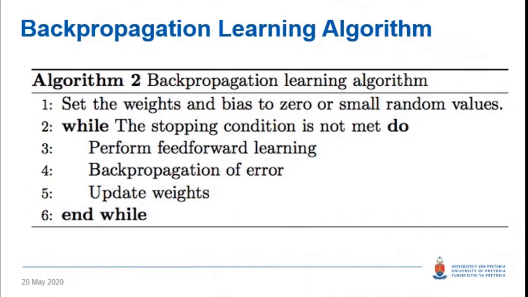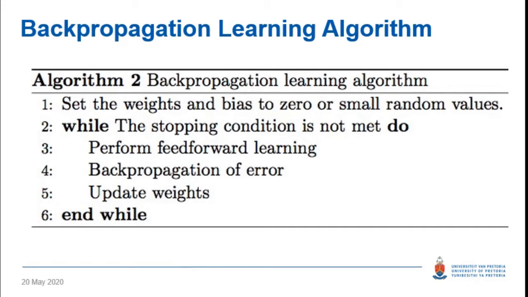So if we look at the backprop learning algorithm, it's made up, like I said, of the three processes we spoke about just now. But the initial step, like with the perceptron learning algorithm, is you've got to initialize the weights and biases. These are initialized again to small random values close to 0.